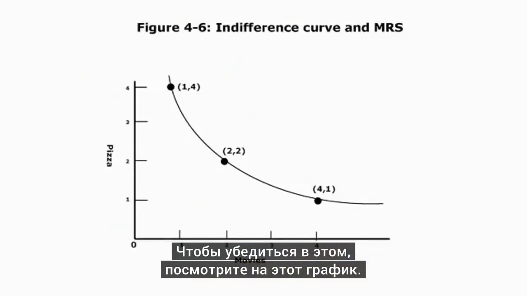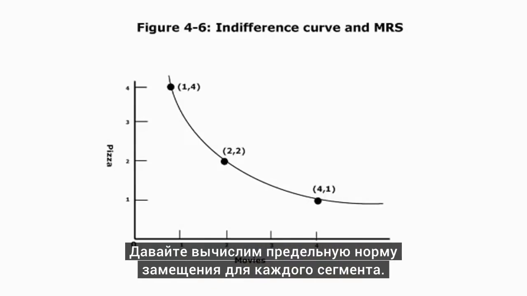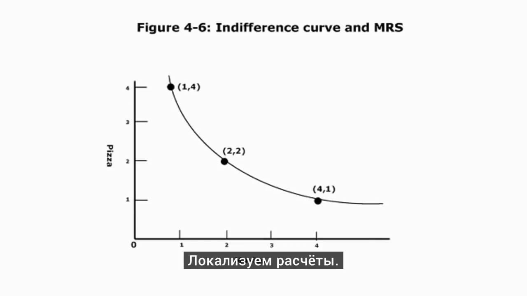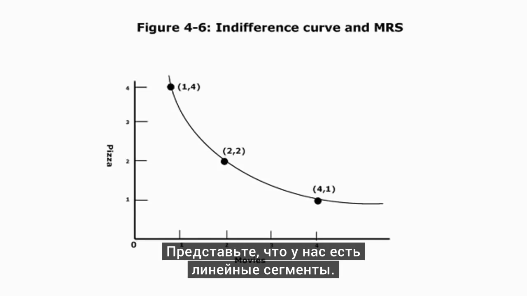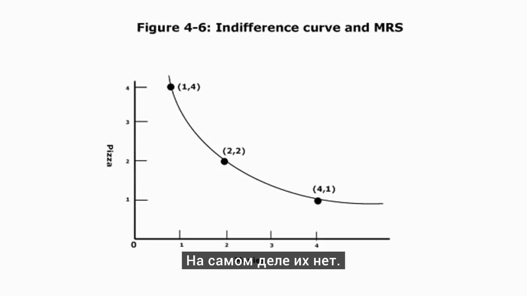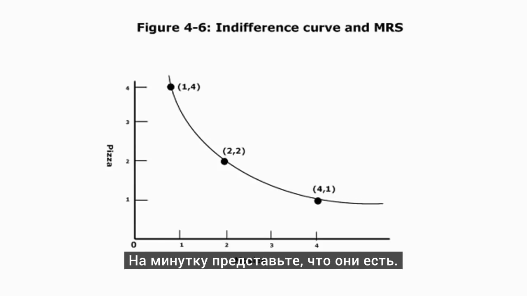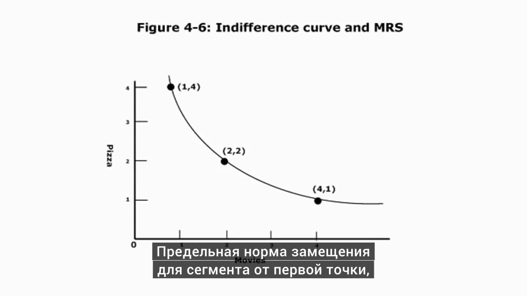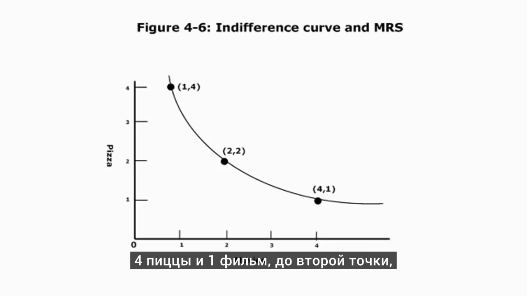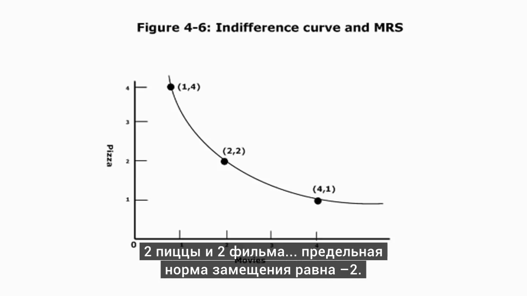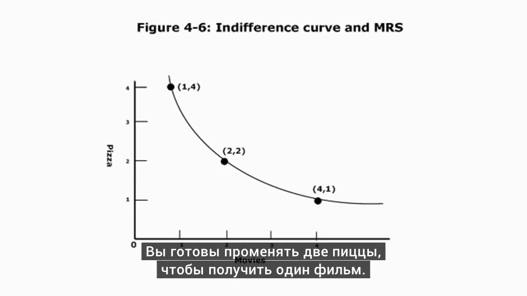So to see that, look at this graph, and let's compute the marginal rate of substitution along each segment. Let's localize. Imagine the segments were linear. Imagine we had two linear segments between these points. We don't, but imagine for a second we did. So the marginal rate of substitution from the first point, 4 pizzas and 1 movie, to the second point, 2 pizzas and 2 movies, is -2. You are willing to give up 2 pizzas to get 1 movie.